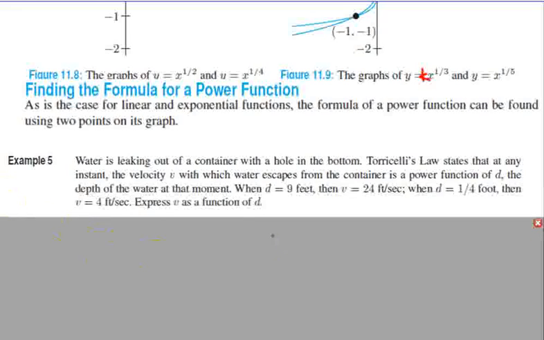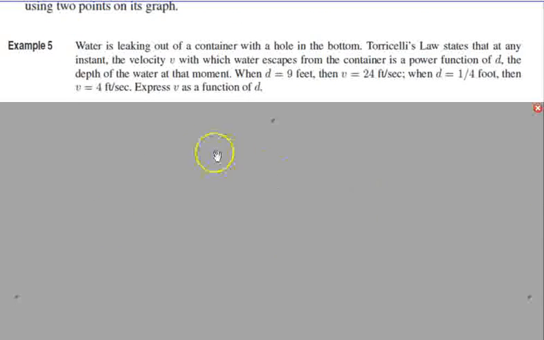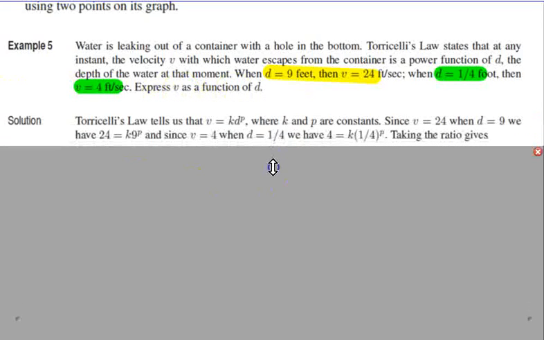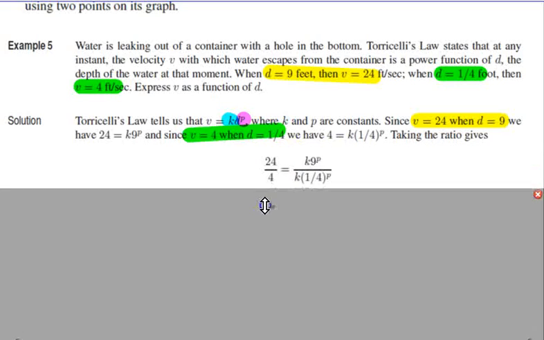So here's an example, and you can read it. And we're going to take the 2 values, a D and a V value, and another D and a V value, and use it to determine V as a function of D by determining the constant of proportionality. So we need to figure out what K is, and then we need to figure out what P is. Okay, you can only do one of those at a time. So we're going to take the first set of numbers, the first DV pair, and then we're going to compare with the second DV pair to figure out what K is.